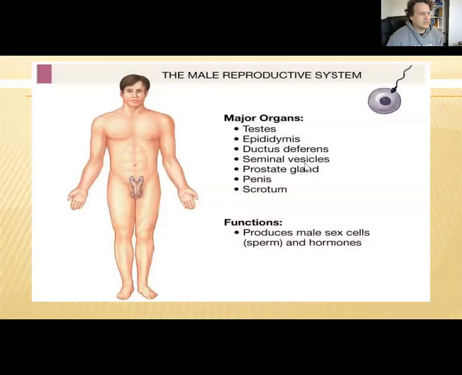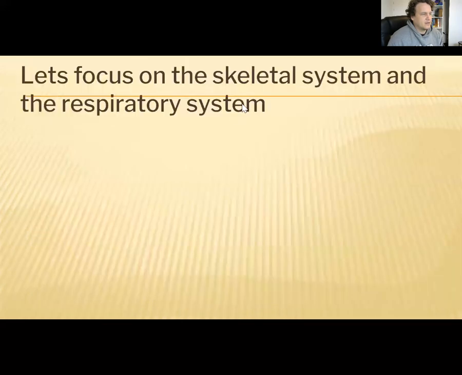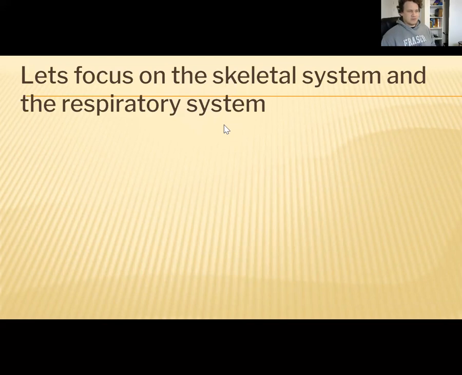Male reproductive system produces the sperm cells as well as the male sex hormone. Female does the same thing. The difference between a male and female is that the reproductive organs for a female are on the inside. I'm going to focus on the skeletal system and the respiratory system.